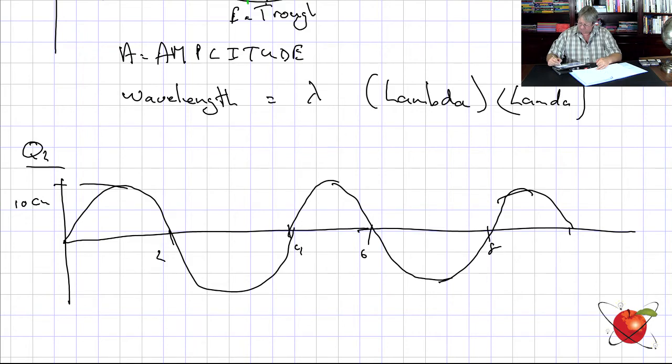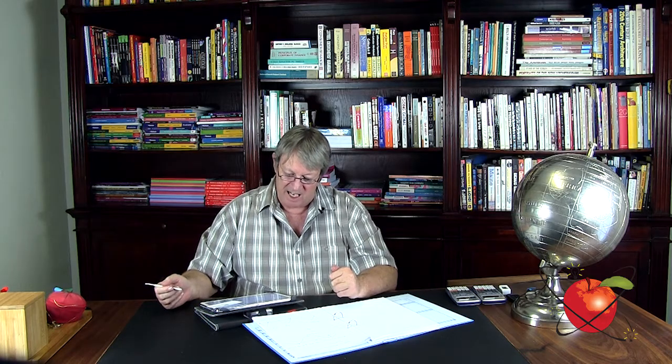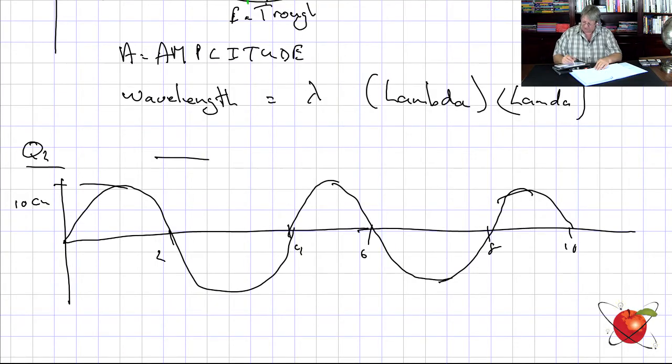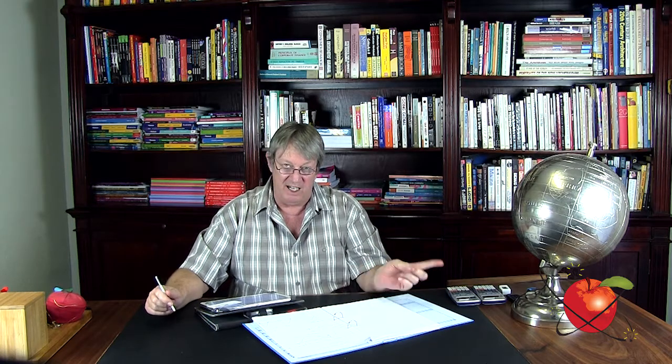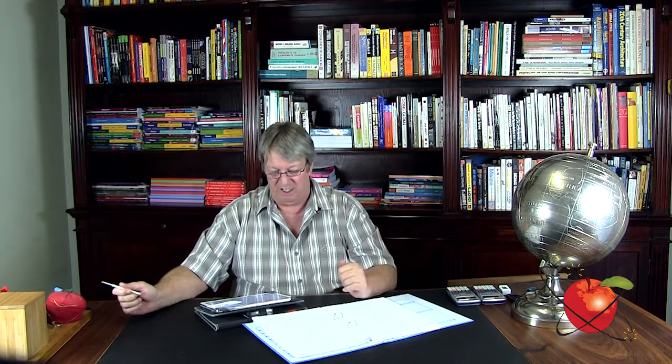8 and 10. All right? And they've asked us about a wave traveling this way with a velocity equal to 2 meters per second, moving from the left to the right. It doesn't really matter which way you do it, but let's just keep it left to right. So it's moving that way at 2 meters per second. Now they've asked us a few things about it.